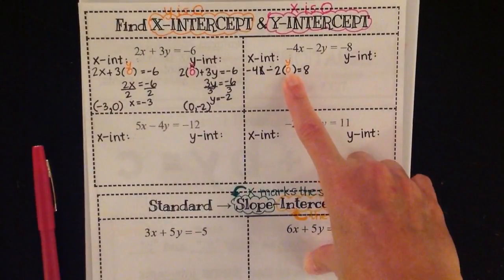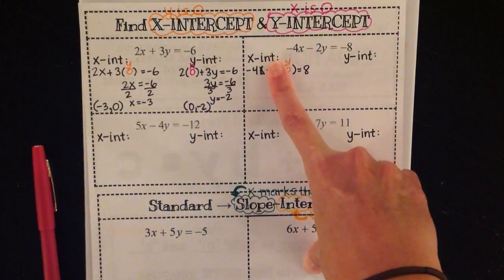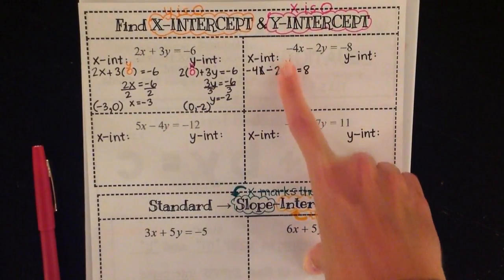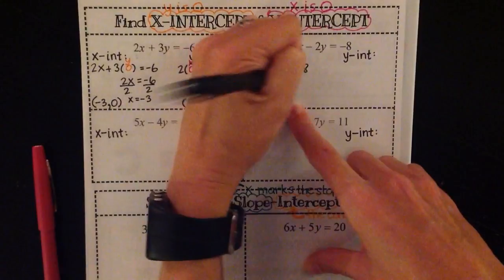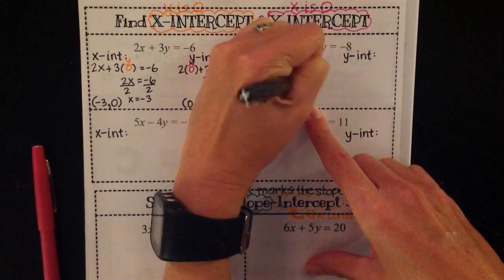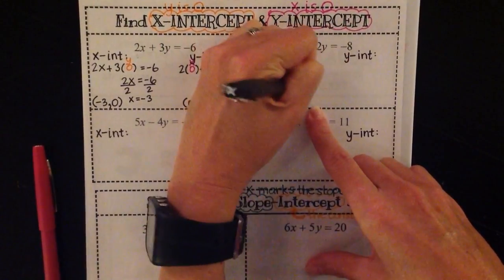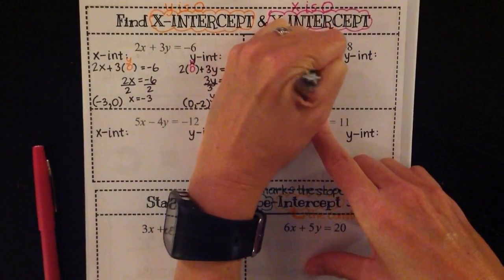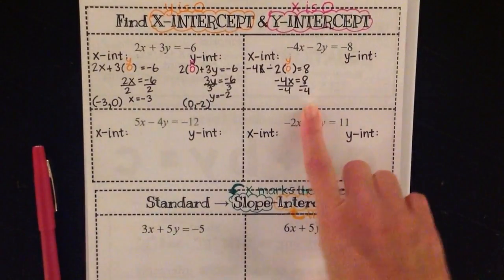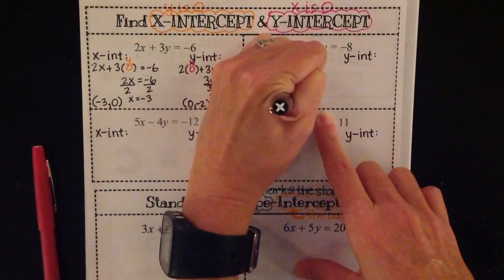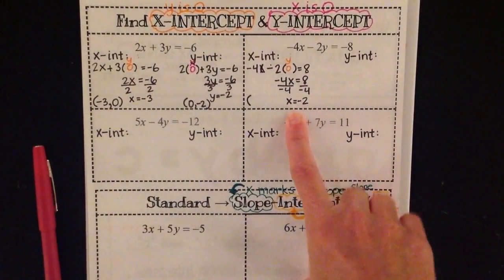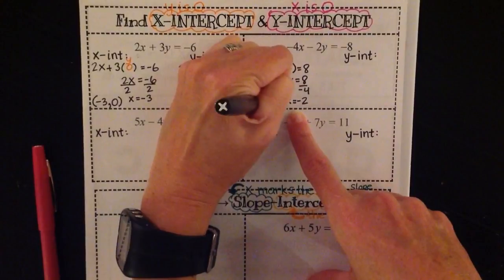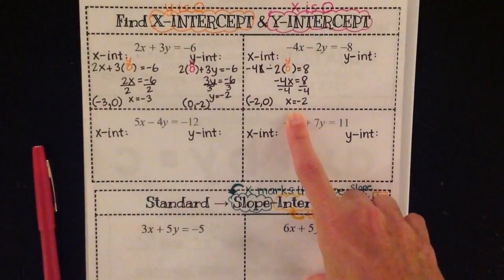And again, any number times 0 is going to be 0. So this -2 times 0 piece is no longer going to be seen because it is going to simplify to 0. So I have -4x equals 8. And I'm going to divide by -4 on both sides. And x is equal to -2. So my x-intercept is at the point -2, 0.